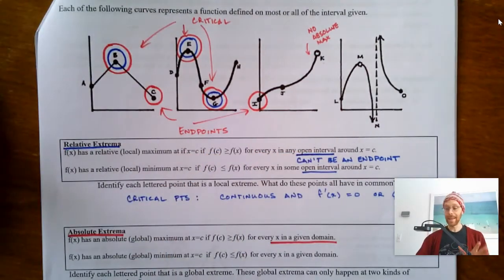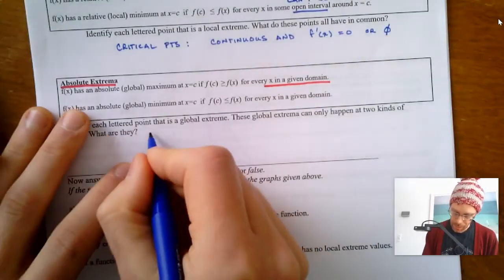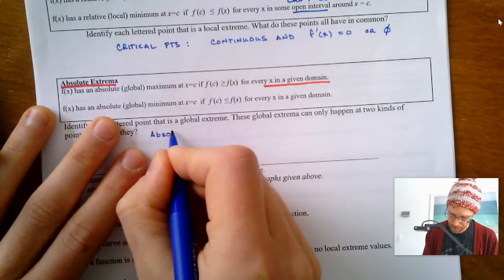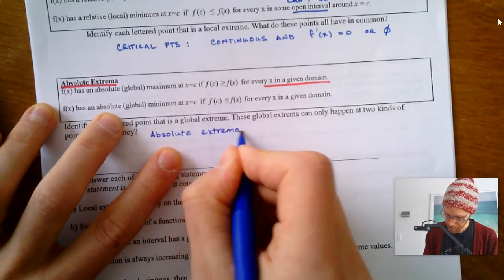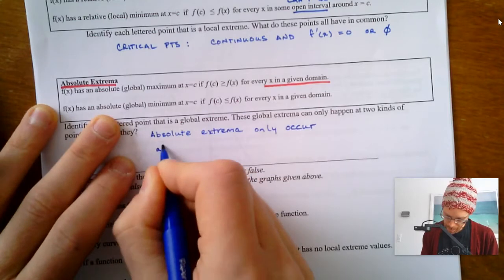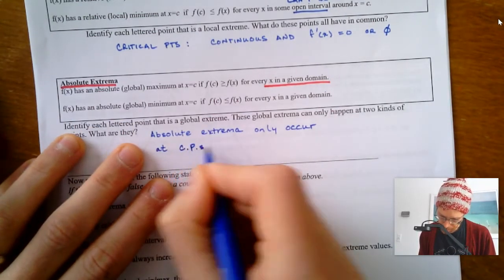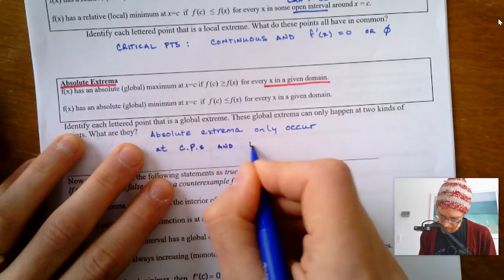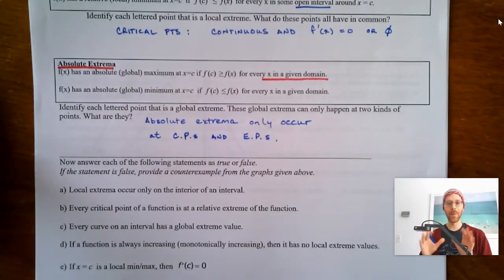And that right there is the extreme value theorem. The extreme value theorem says this, that the absolute extrema only occur at critical points and endpoints. They will not happen anywhere else. You have the Mr. Klein guarantee.